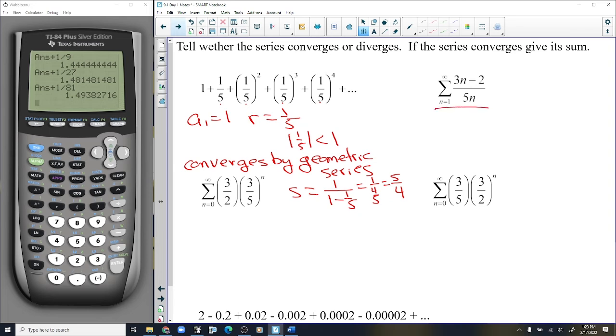This is not geometric, but I can see right away that this fails the nth term test, or passes, if you will. Limit as n approaches infinity of (3n minus 2) over 5n is equal to 3/5, which is not 0. So diverges by nth term test.